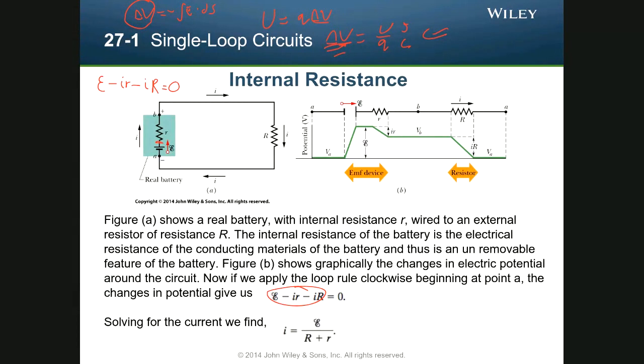yes, so this is potential energy, this is volts, this is charge, right? And then you have the definition of V here, where U is potential energy, and then these are just the units. Okay?